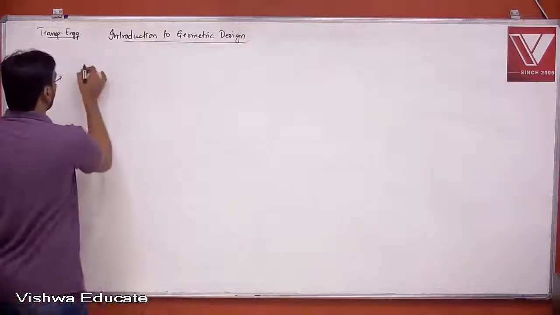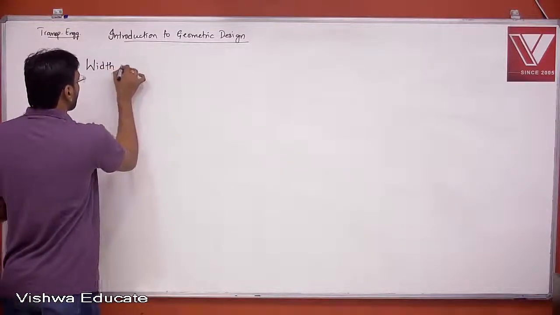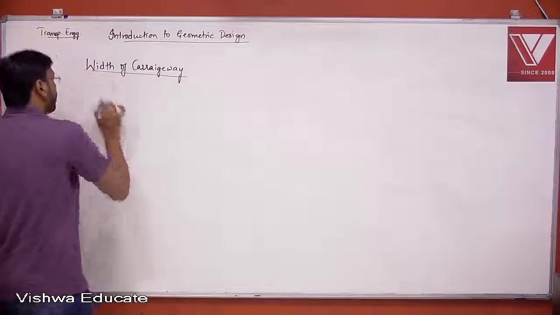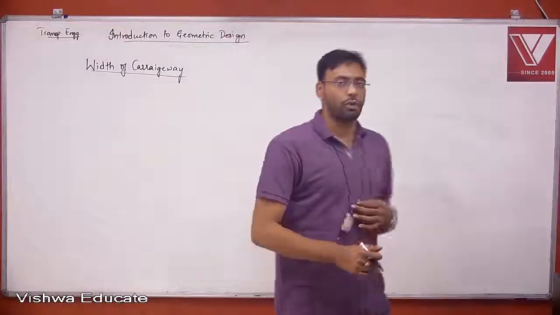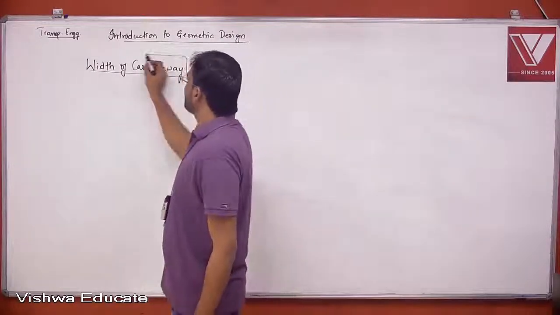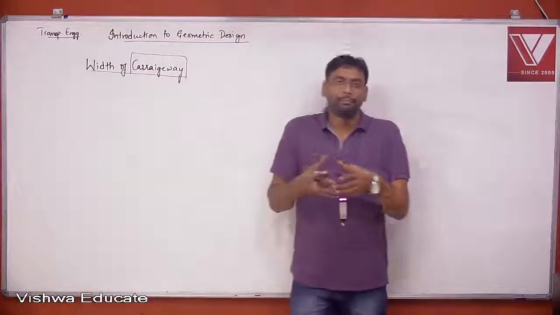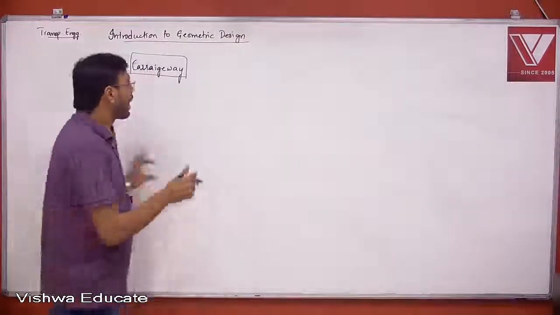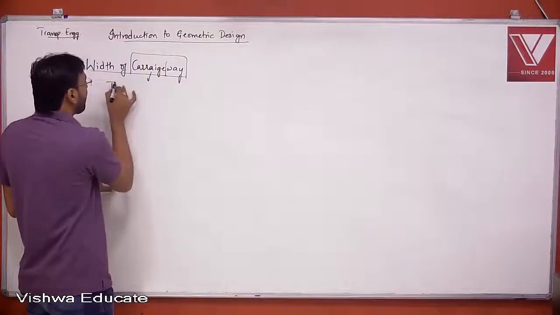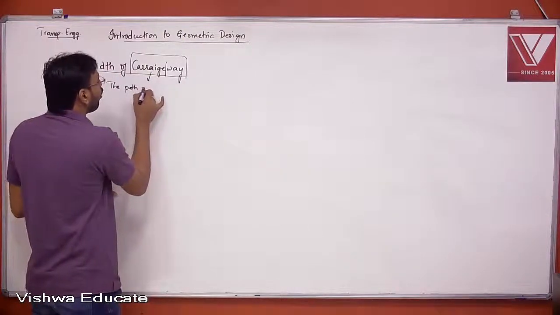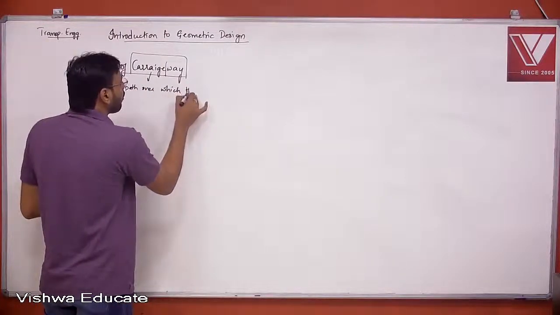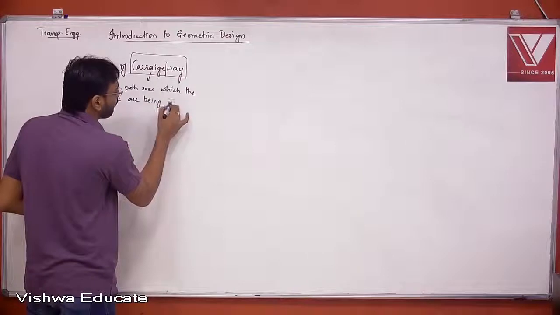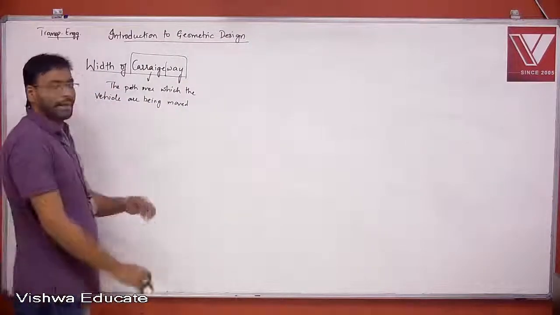The first element is width of carriageway. First of all, what is a carriageway? It's a very simple term. Carriage plus way. The way over which the vehicles are being carried is called as carriageway. So the way or the path over which the vehicles are being carried, the vehicles are being moved, is called as a carriageway.